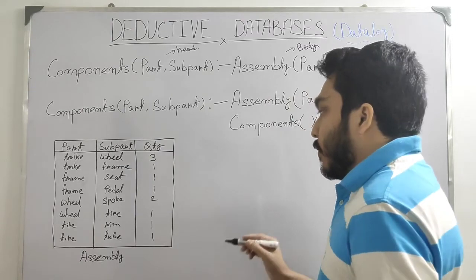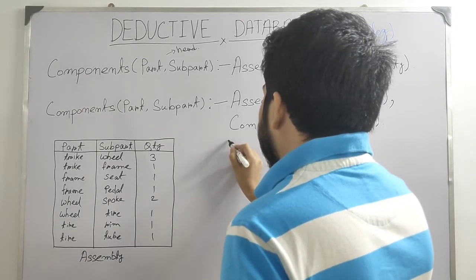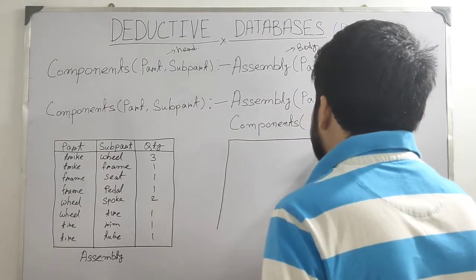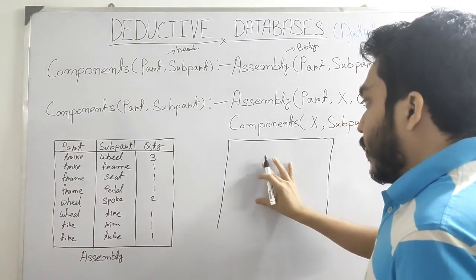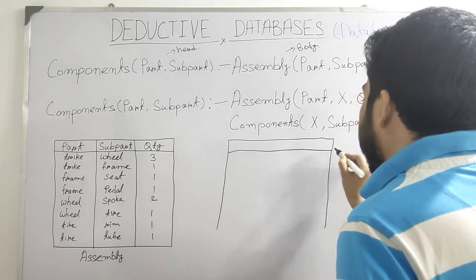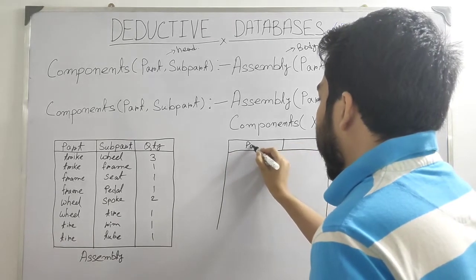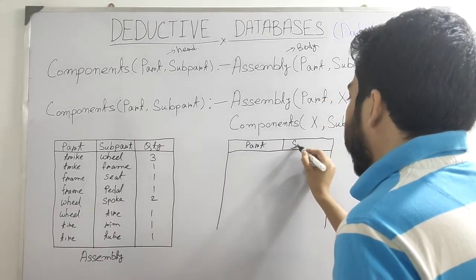So we need a component table. This will be our output, the component table. It consists of two attributes, part and subpart.